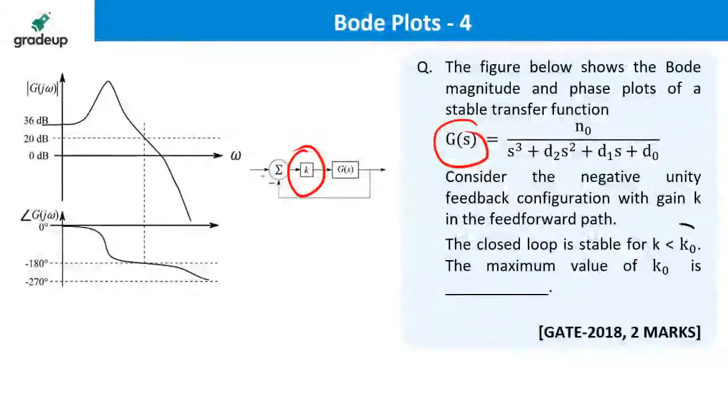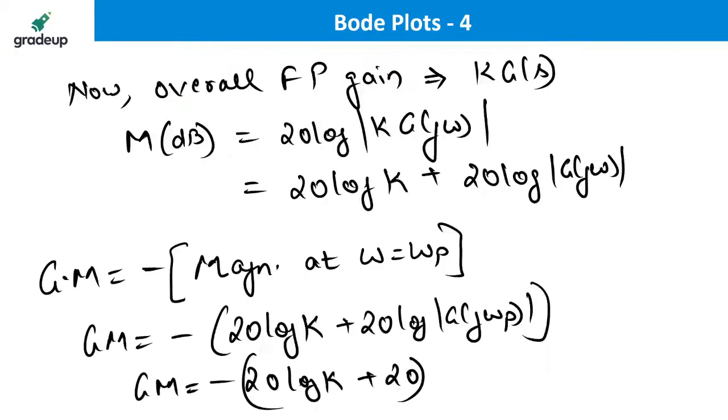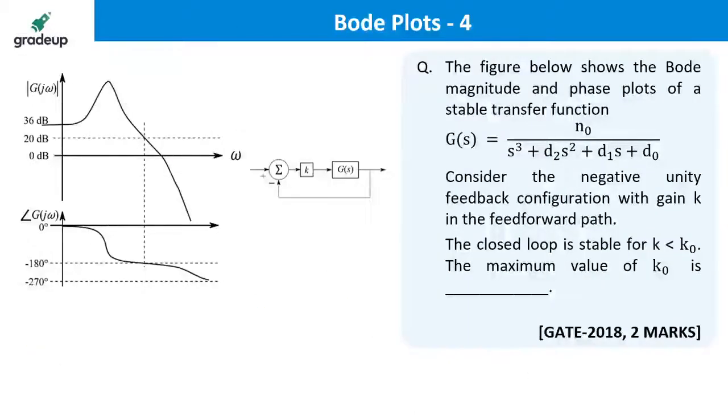We wanted this closed loop system to be stable for k less than k naught. What is the maximum value of k naught? The maximum value such that it remains stable is 0.1. K should be less than 0.1. उससे ज़्यादा लिया तो it becomes unstable. 0.1 is the final answer. Without the k, it was unstable.